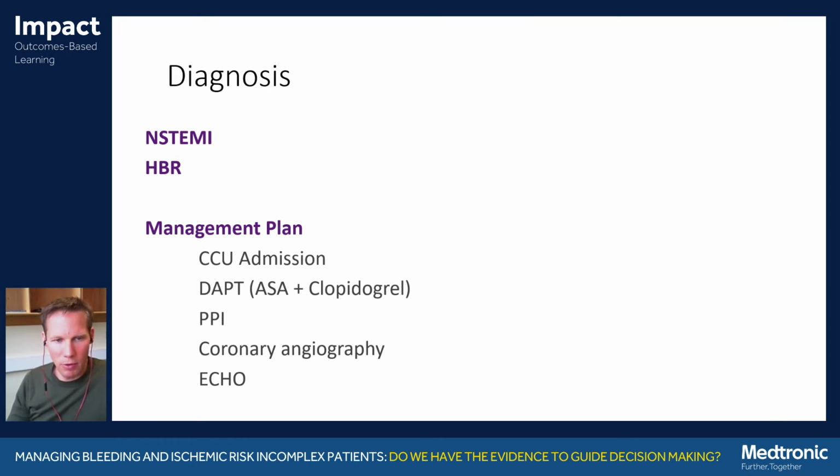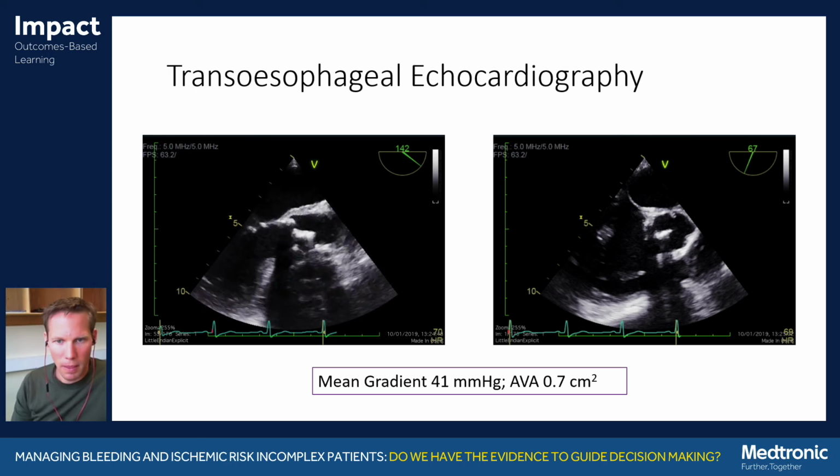And so in this patient, her diagnosis was, of course, a non-STEMI. She was at high bleeding risk. And our management plan was initially to put her in the CCU and bring her to the cath lab for an angiography and probably a PCI. We treated her with aspirin and clopidogrel, given her anemia with a concomitant PPI, and of course planning an echocardiogram to have a look at her heart valve.